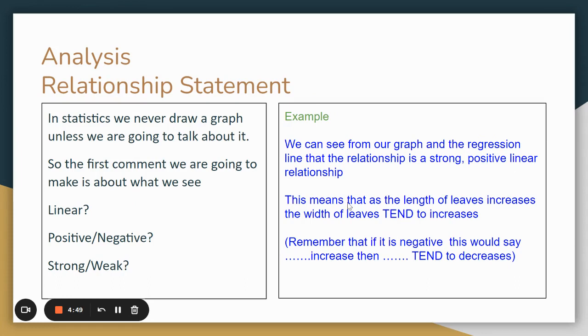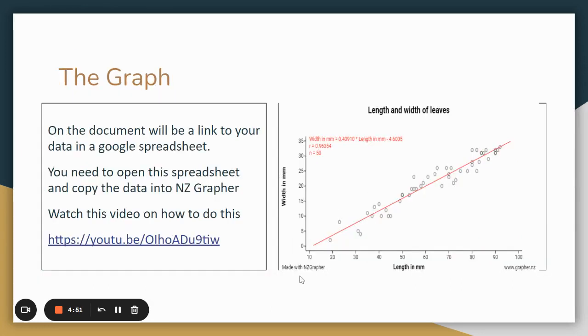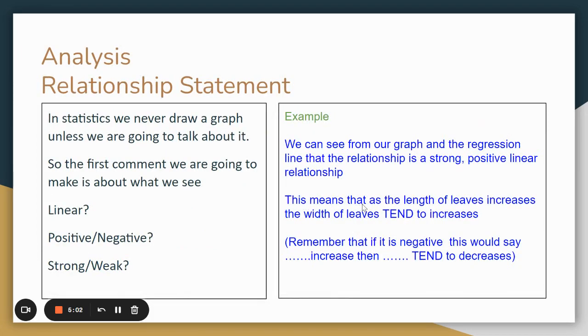This means, well, what does it mean? So if we look at that graph, it means that as the length gets bigger, it appears that the width gets bigger too most of the time. All right? So that's what we're going to write. We're going to write, this means that as the length of leaves increases, the width of leaves tend to increase. We can't say it does increase because we might be able to find one that doesn't work. So we use that word tend to increase.